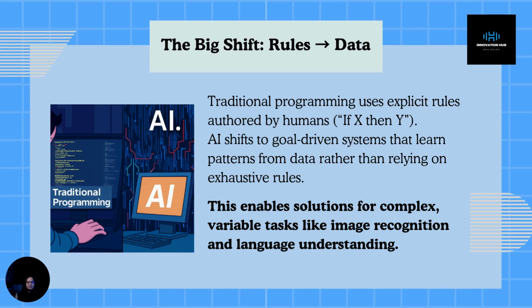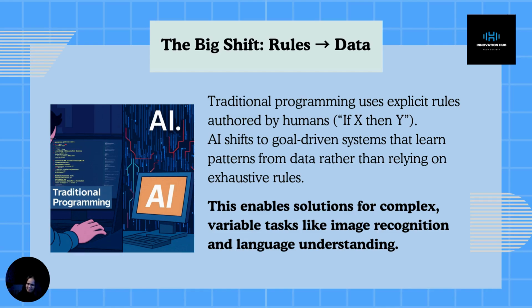Imagine trying to write a set of rules to recognize a human face. You would need rules for lighting, angles, expressions, and so many other variables. It becomes almost impossible. This is where AI introduces a major shift. Instead of writing rules, we give the system data and a goal. The system then learns patterns from that data. So instead of telling the computer how to do something, we show it examples and it figures out the pattern itself. The shift from rule-based systems to data-driven systems is what makes modern AI possible.